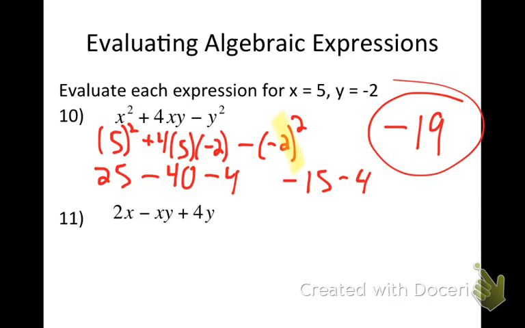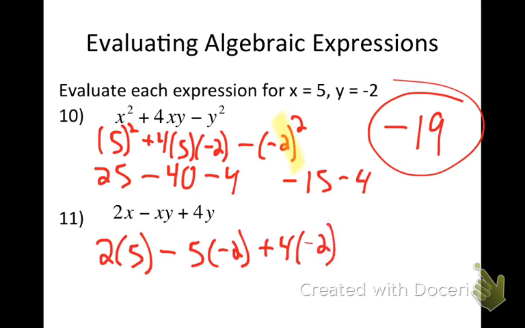I believe that's correct. Is it positive or negative 12 though? Let's work it out here. So I have 2 times 5, minus 5 times negative 2, plus 4 times negative 2, right? Oh, so you have the 5 in parentheses, the negative 5? So let's work it out here.